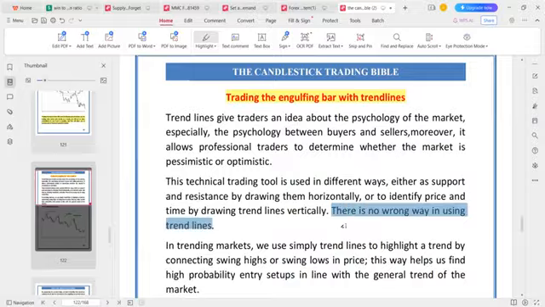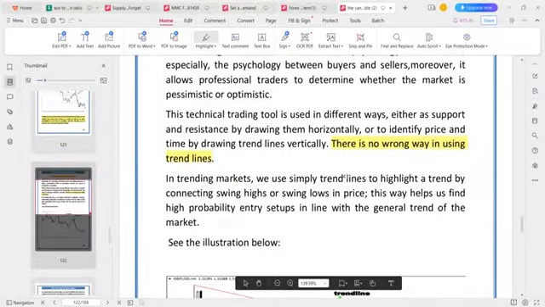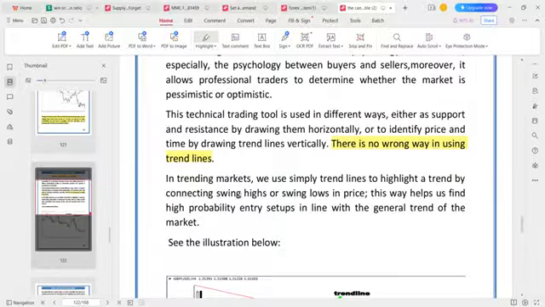I've read other books where they will tell you that if you draw this candlestick this way, it's wrong. The bottom line is you need to understand what you're looking for if you put your trend line. That's all I can say on this topic. In trading markets, we simply use trend lines to highlight a trend by connecting swing highs and swing lows in price. This way helps us find high probability entry setups in line with the general trend of the market. Already they're highlighting trend lines mainly work in a trending market. I'm just going to give a quick illustration.